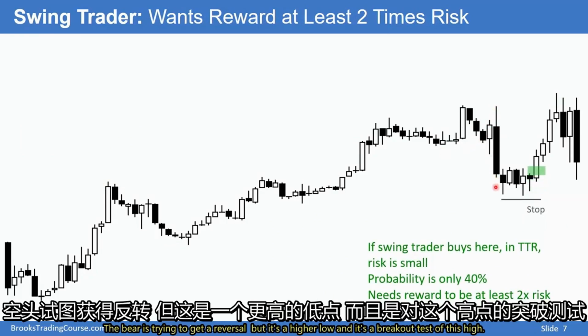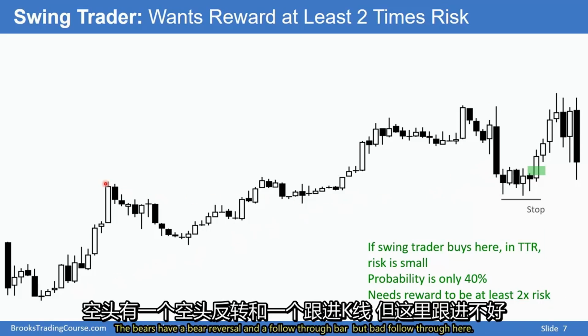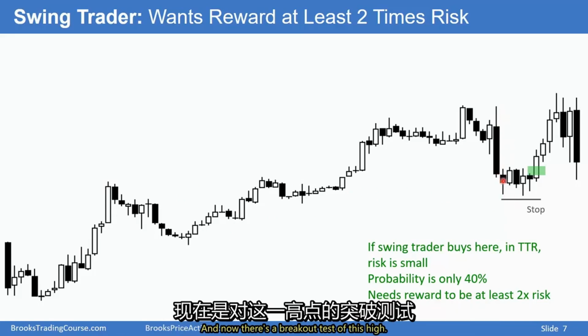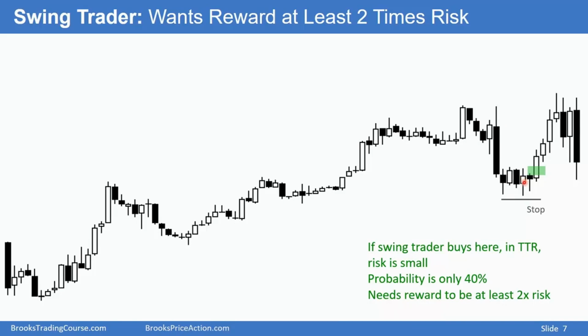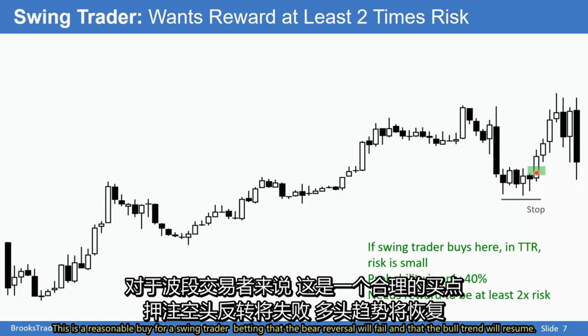The bears tried to get a reversal, but it's a higher low, and it's a breakout test of this high. The bears have a bear reversal and a follow-through bar, but bad follow-through here, and now there's a micro double bottom with another bull bar. This is a reasonable buy for a swing trader, betting that the bear reversal will fail and that the bull trend will resume.